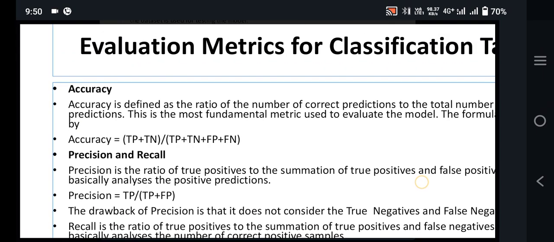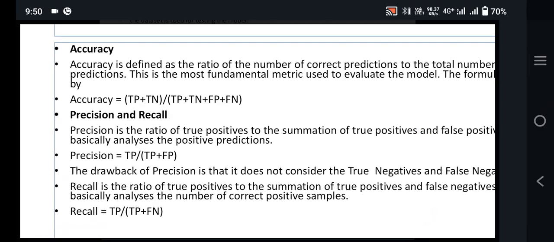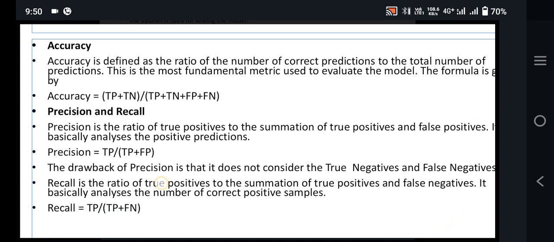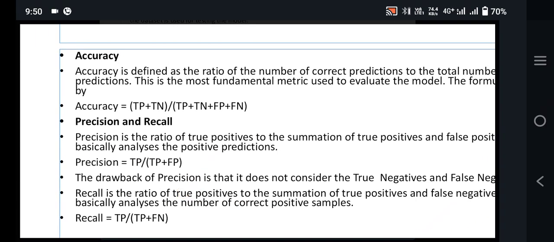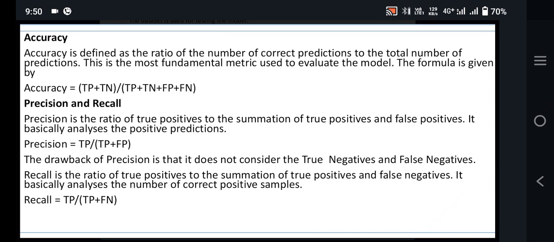The second metric is precision and recall. Precision is the ratio of true positives to the summation of true positives and false positives. It basically analyzes the positive prediction. The formula is true positive divided by the sum of true positive plus false positive. The drawback of precision is that it does not consider the true negatives and the false negatives.